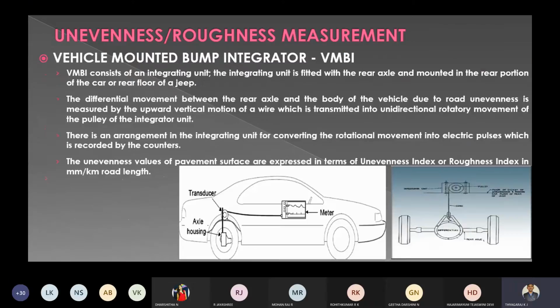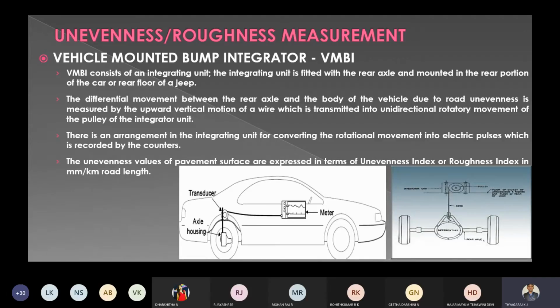Okay. The next one is a vehicle mounted bump integrator. The next equipment which is used to measure the unevenness is a vehicle mounted bump integrator. How it works: the same principle we adopted in the fifth wheel integrator, it will be working on the same principle.